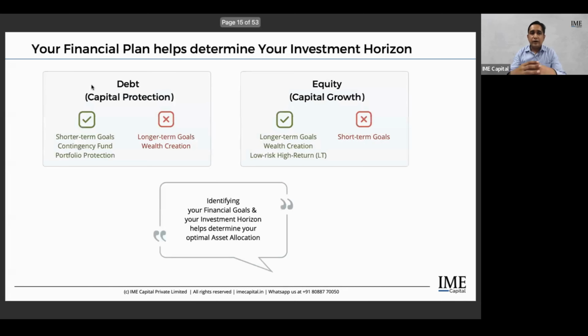Now, from an investment mandate perspective, the reason a financial plan is very important is that it gives you proper visibility over your investment horizon. Effectively, there are two core asset classes of debt and equity. Debt is meant for capital protection, while equity is meant for capital growth. Debt is the right asset class when you have shorter term goals, and equity is the right asset class for your longer term goals. And that is really where, from a portfolio construction perspective, a financial plan is extremely important, because you need to have clarity over which asset classes you're choosing based on your investment horizon and your financial plan.